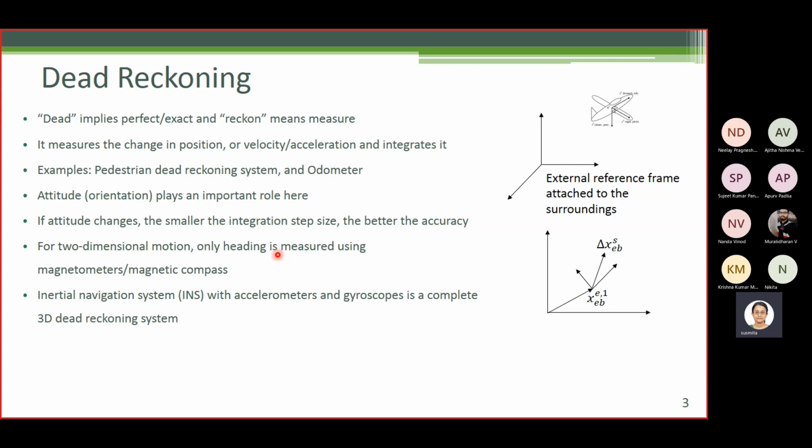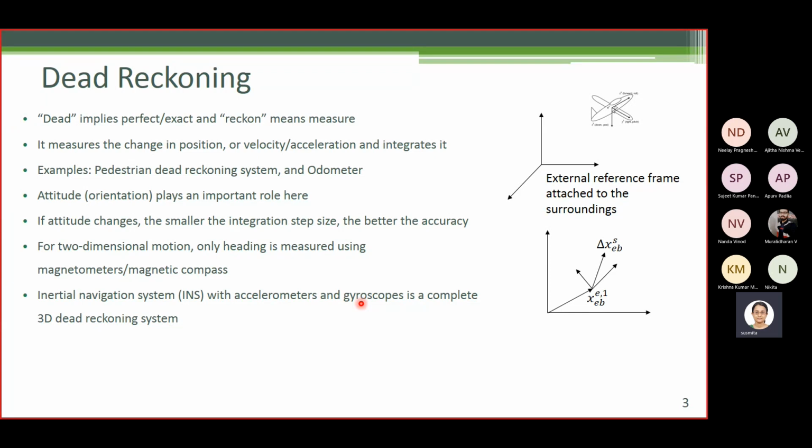Now, in an inertial navigation system, INS, with 3 accelerometers and 3 gyroscopes, typically they are mounted on the vehicle body. That's called a strapdown configuration. They are fixed to the body. It is a complete 3D dead reckoning system.